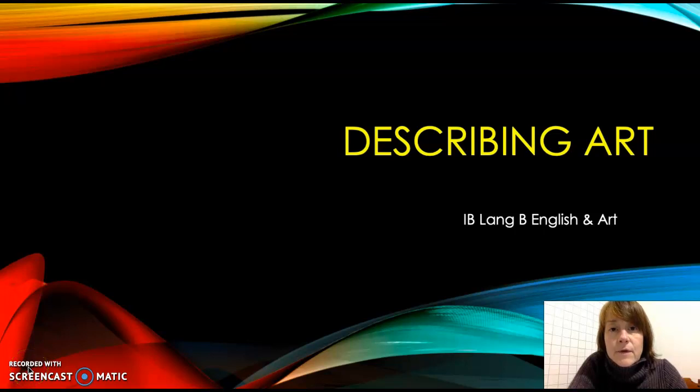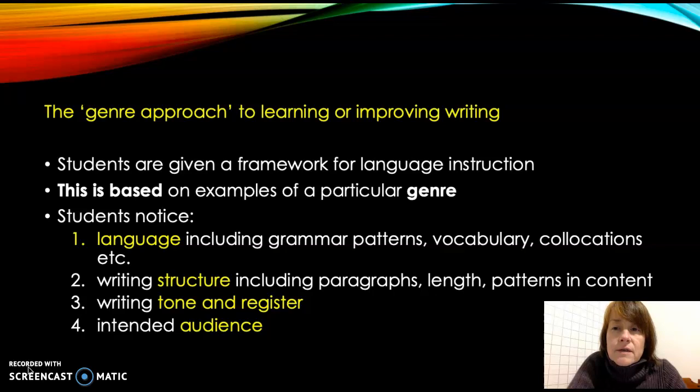Okay, hi. Today we're going to talk about describing art, specifically a written description of art, of paintings or sculpture. And so we're going to learn something called the genre approach to learning or improving writing. In this approach, students are given a framework for language instruction. So, a framework meaning an example. In fact, this is based on examples of a particular genre.